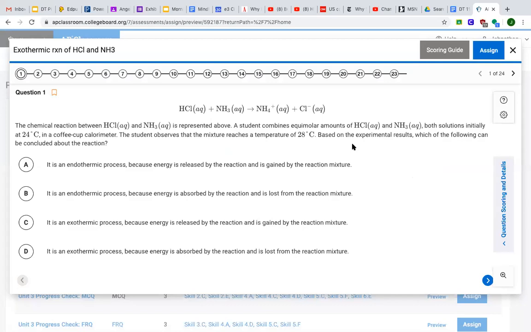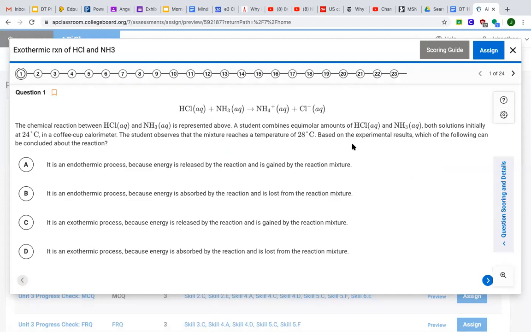All right, so we've got this problem. Hydrochloric acid and ammonia neutralize to form ammonium and chloride. Is that a neutralization? It should be an acid-base neutralization. Yes, they form ammonium and chloride. It's just weird because usually you get a salt and water, but not in this case, and that's okay.